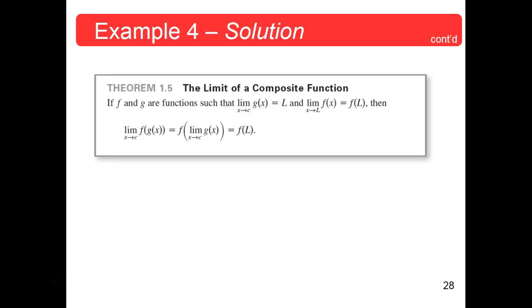And then theorem 1.5, which we just did, was the limit of a composite function. f and g are both functions such that the limit as x approaches c of g of x is L, and the limit as x approaches L of f of x is f of L. Then the limit of f of g of x is f of the limit of g of x, which is L, and that's f of L.